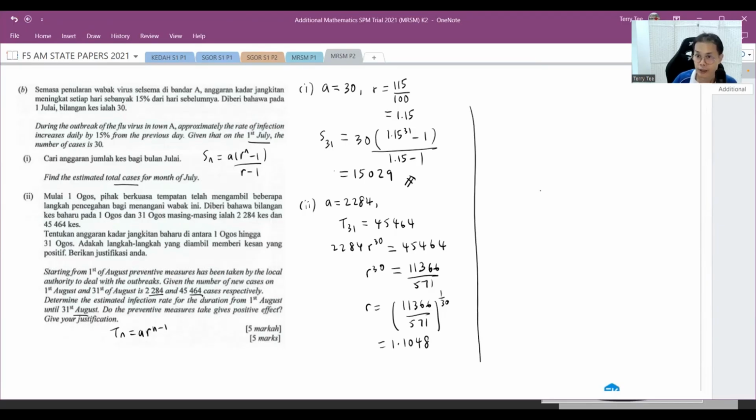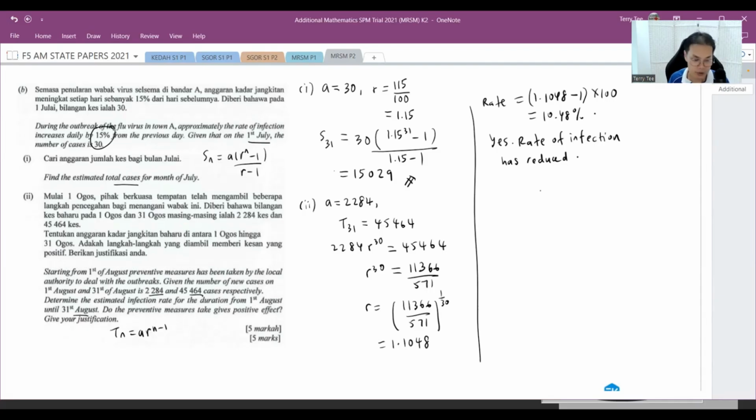The rate, if you want to find the rate, we just take 1.1048, you minus 1, and then you multiply by 100. So it's basically 10.48%. So what can we say about it? That means, is the preventive measure taken effective? Yes, the answer is yes. Why? Because the rate of infection has reduced or decreased. Before this, it was 15%. Now it has reduced to 10.48%. So it's working.